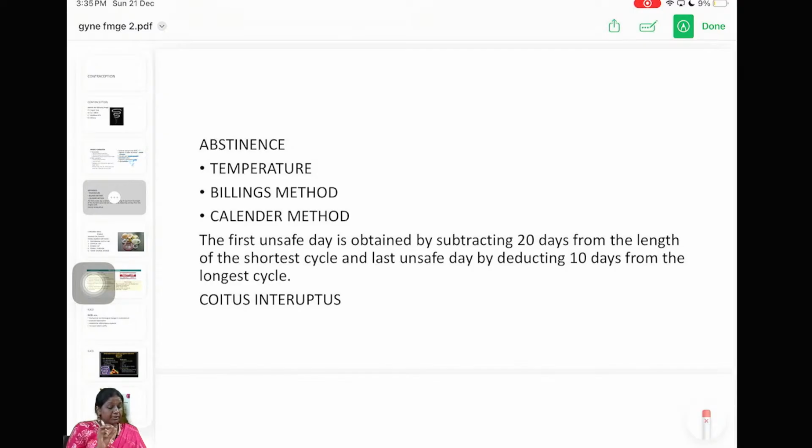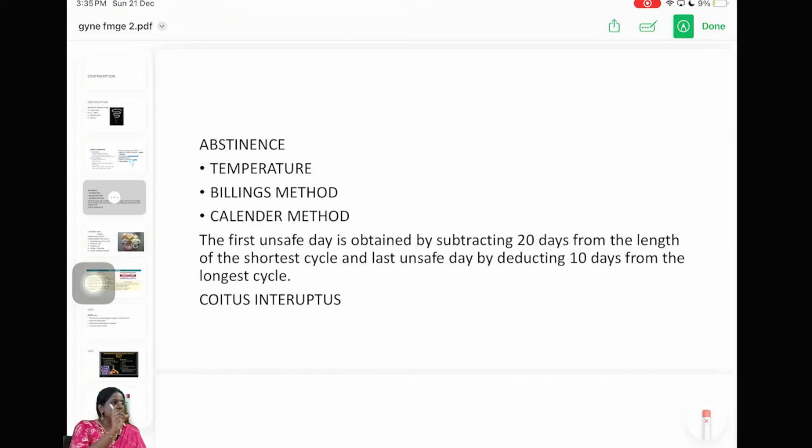All these are done during the period of ovulation, to understand the period of ovulation. For example, in the temperature method, the temperature is going to be a little high during the ovulation period. Billings method is the change in the cervical mucus during the period of ovulation. So identifying that will tell you the time of ovulation.